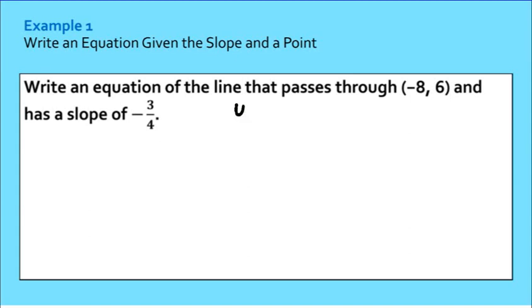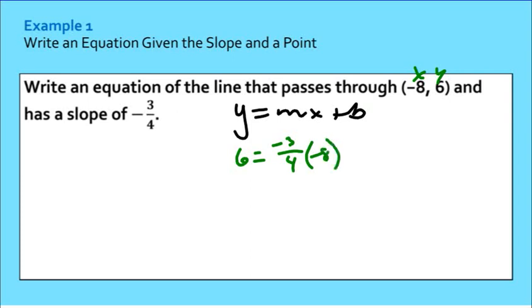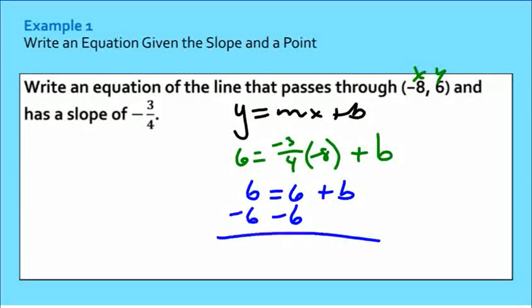So to do that, start off with y equals mx plus b, and we substitute some values in. My y is 6, my slope is -3/4, my x is -8, and I need to find the b. So -8 times -3 is 24. 24 divided by 4 is 6. So we got 6 plus b equals 6. To get b by itself, I subtract 6 on both sides, and b would equal 0.